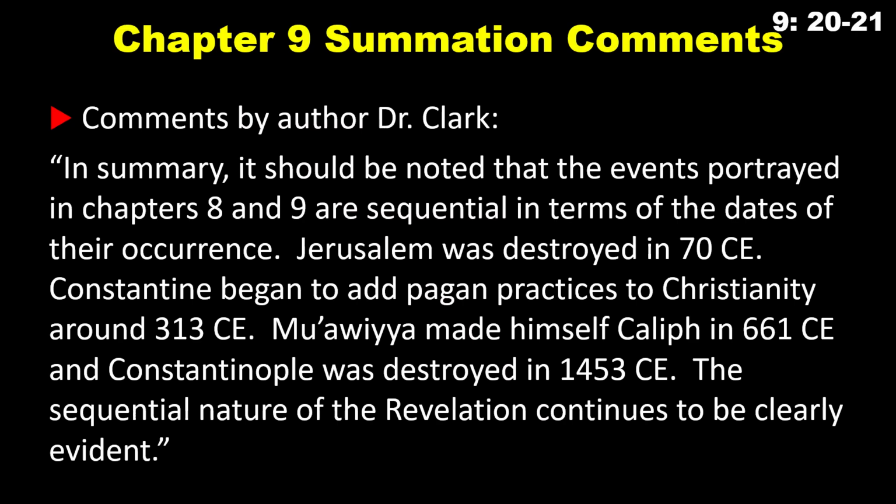Comments by the author, Dr. Clark, quote, "In summary, it should be noted that the events portrayed in chapters 8 and 9 are sequential in terms of the dates of their occurrence. Jerusalem was destroyed in 70 Common Era. Constantine began to add pagan practices to Christianity around 313 Common Era. Muawiyah made himself caliph in 661 Common Era, and Constantinople was destroyed in 1453. The sequential nature of the revelation continues to be clearly evident." End quote.